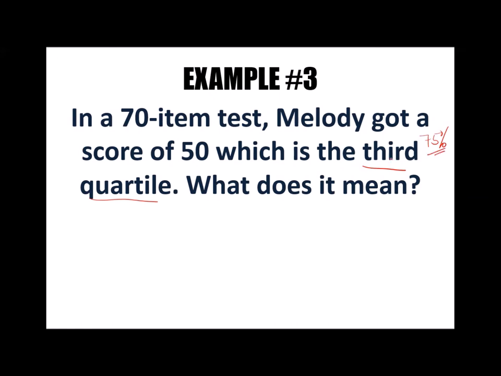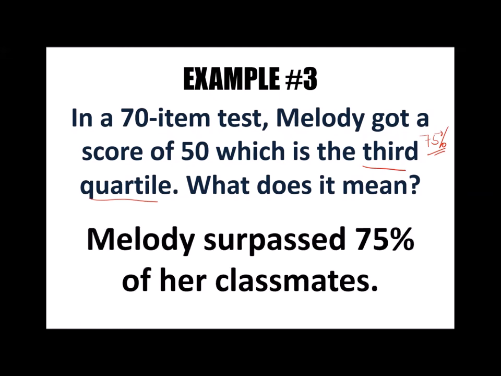75%. Okay, so ibig sabihin, kung titingnan mo dun sa choices at i-analyze natin, 75% na pinag-uusapan natin. Okay, so si Melody daw, nag-exam. Nakuha niyang score ay 50 out of 70. At ang position daw niya sa klase ay nasa third quartile. So, automatically, Melody surpassed 75% of her classmates. Ano ibig sabihin ng surpassed? Mas nataasan niya yung 75% ng kanyang mga kaklase.